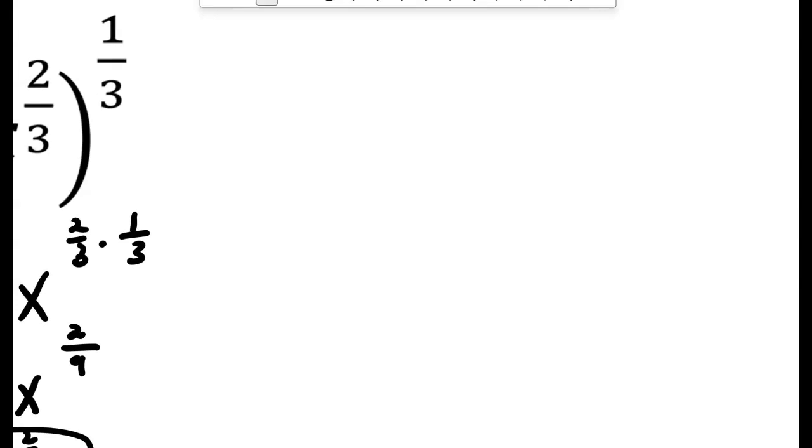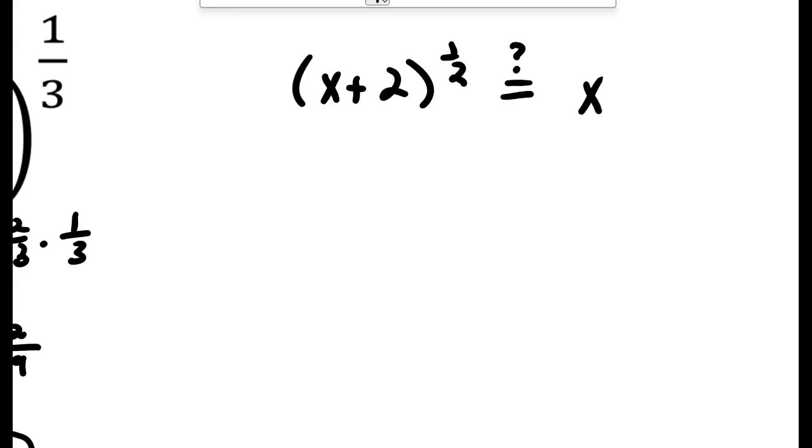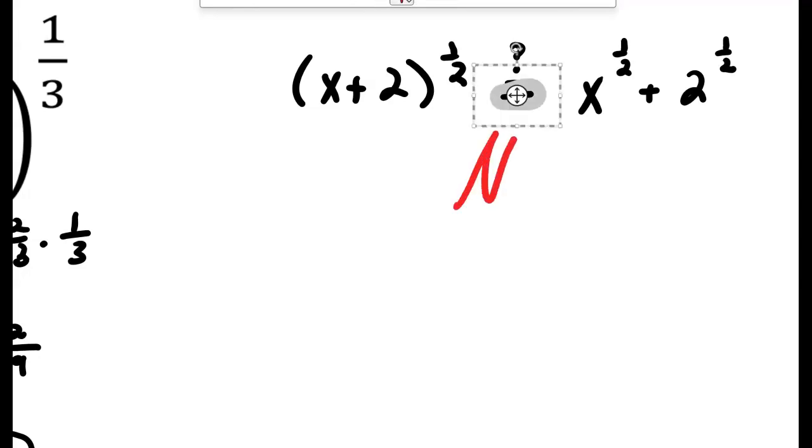I would agree. Okay, I'm going to ask you a question. And I just want a yes or no answer. Don't blurt it out right away. Does it equal x to the 1/2 plus 2 to the 1/2? Don't say anything yet. Is the quantity x plus 2 raised to the 1/2 equal to x to the 1/2 plus 2 to the 1/2? All right, give me your answer, yes or no? No. The answer is no.